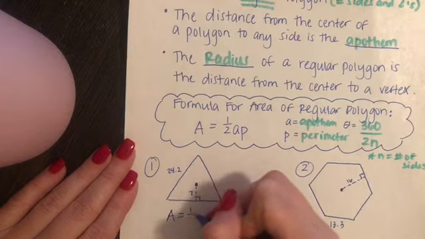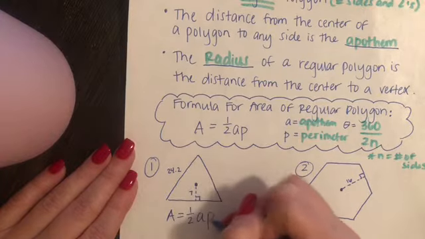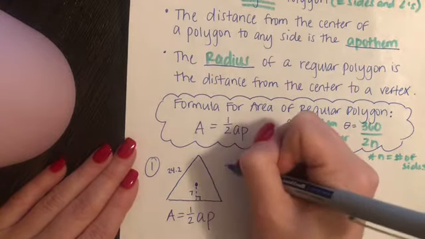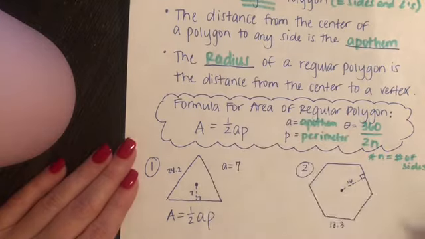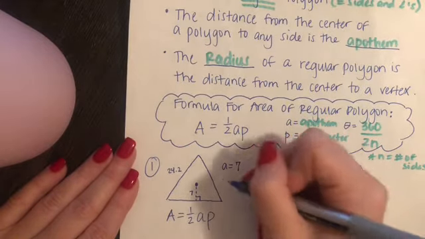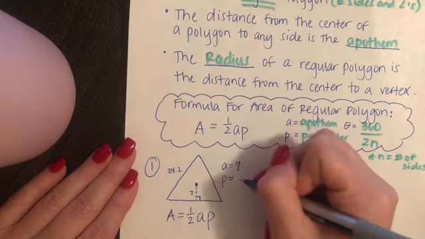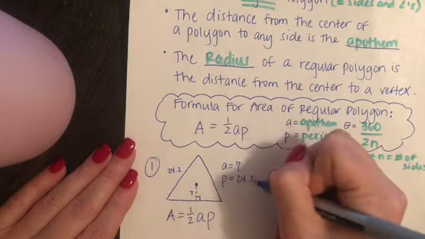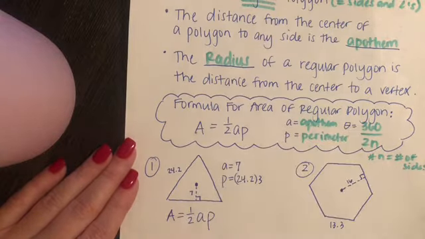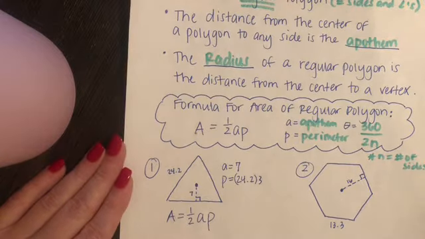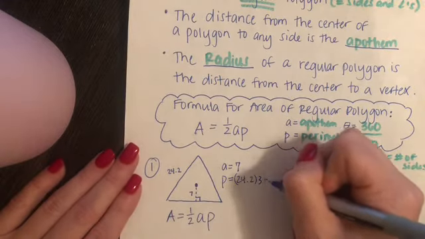Let's go ahead and solve for the area. Okay, area equals 1/2 the apothem times the perimeter. Okay, well, the apothem in this picture is 7. It's already given to us. The perimeter, we're going to have to calculate. Okay, the perimeter is going to be 24.2 times 3 because there's 3 total sides.